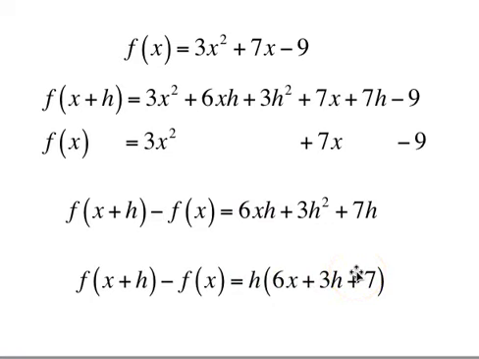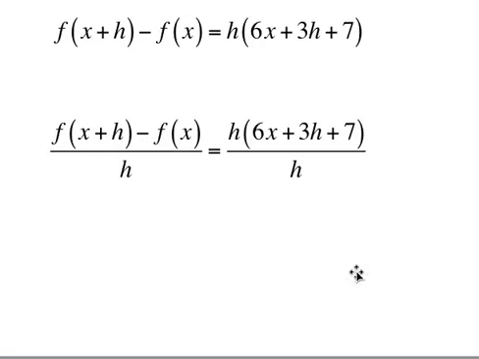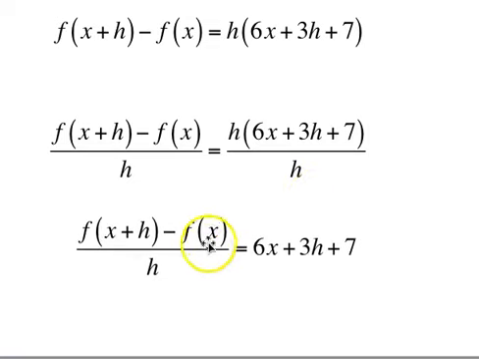And you know we need f of x plus h minus f of x over h. Doing that, the h's cancel. And f of x plus h minus f of x over h just becomes 6x plus 3h plus 7. The derivative requires me to take the limit as h goes to 0 of this. So all we're going to do is plug in a 0 for h.